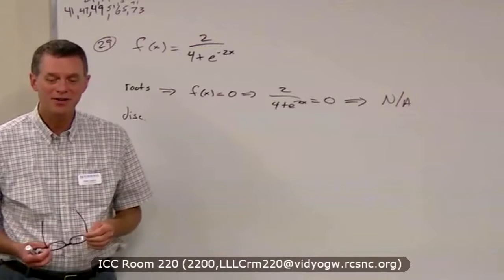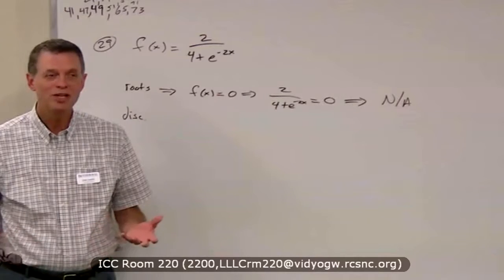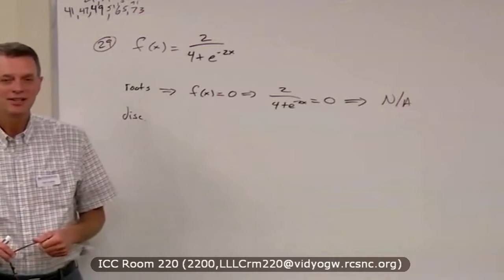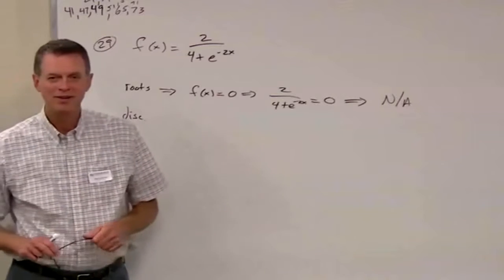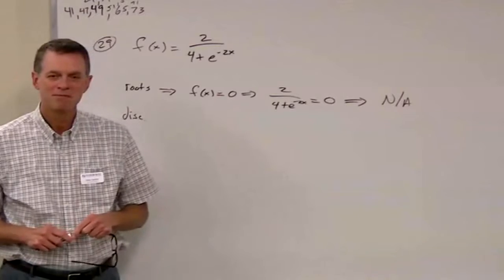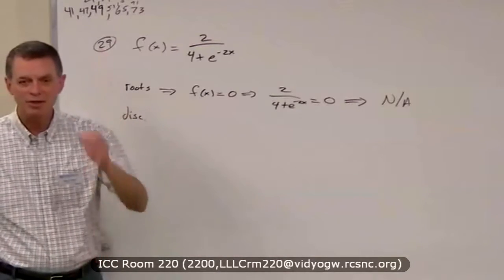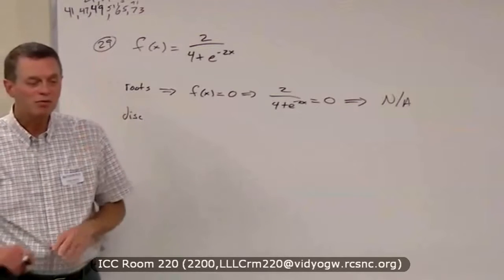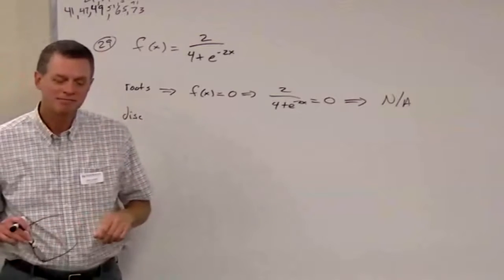Is he just talking about a hole? That's what a removable discontinuity is? Yes, a hole is a removable discontinuity. That's correct. What do you see in a function that causes this hole, also known as a removable discontinuity? A factor that gets canceled out on the numerator and the denominator? Yes, if you have a factor that causes both the numerator and denominator to be 0, that's going to cause a removable discontinuity. That's correct.